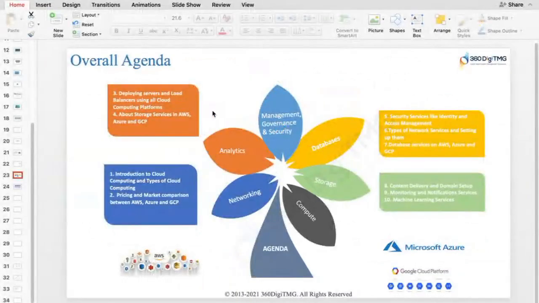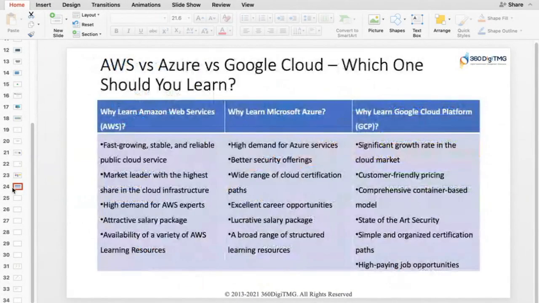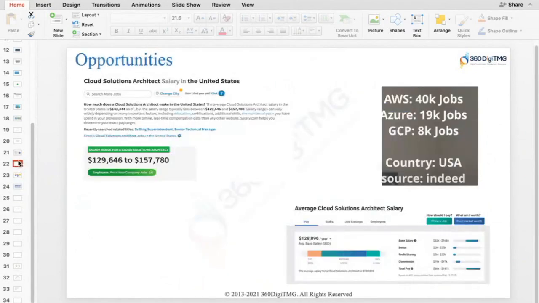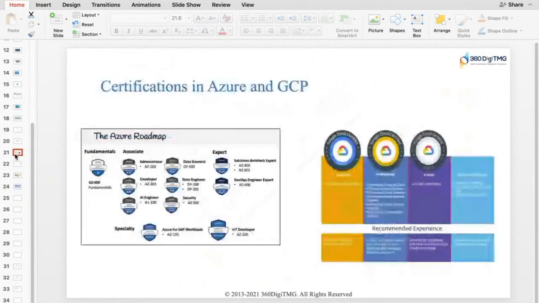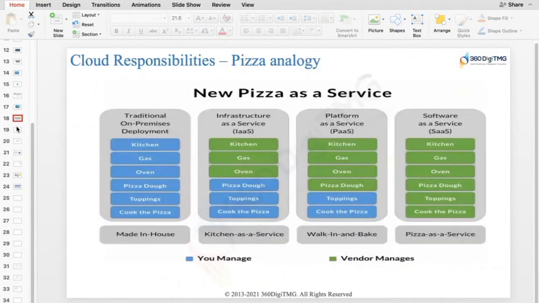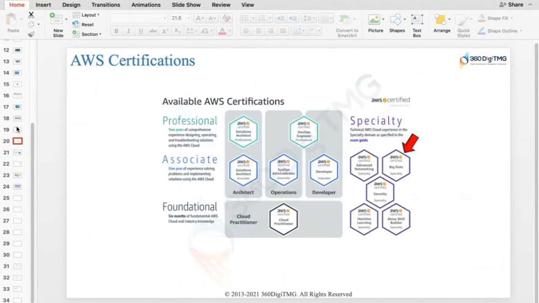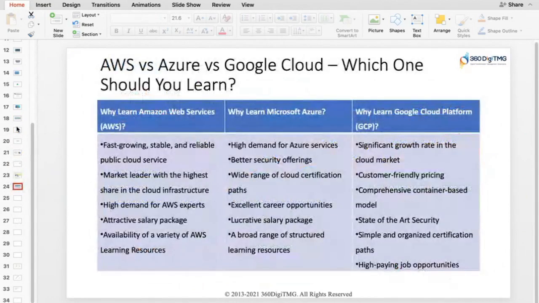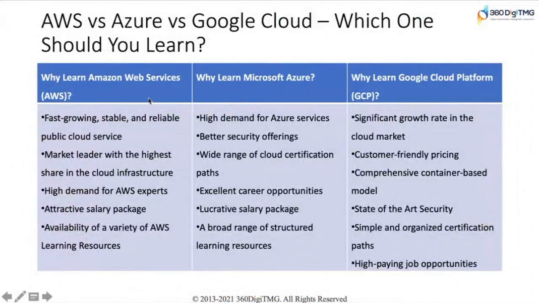Let me just go. We'll make some comparisons between these clouds. I think it's here. AWS, Microsoft Azure, and GCP.